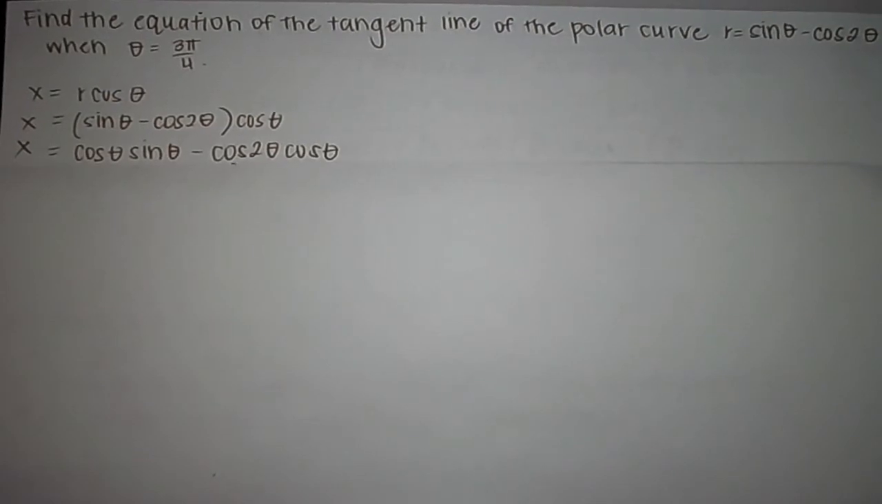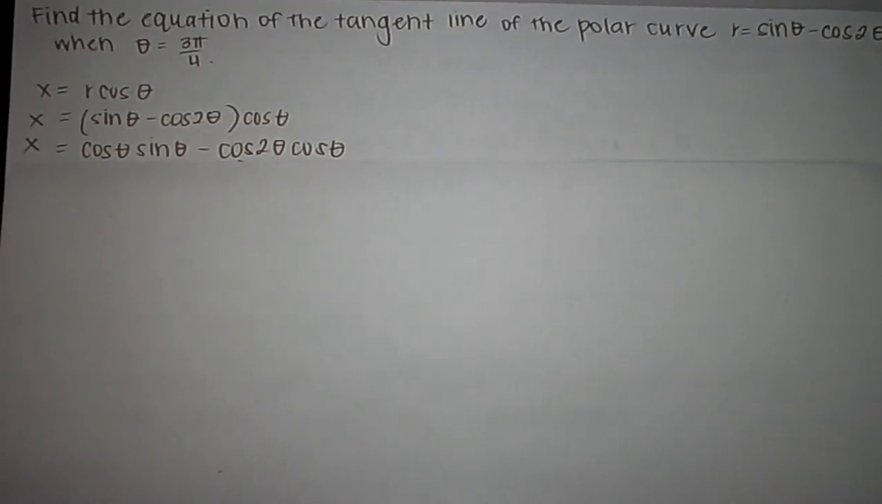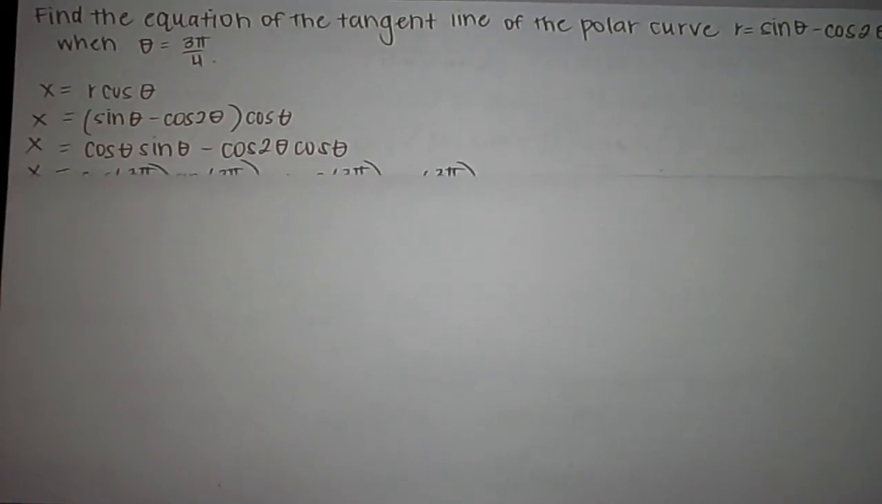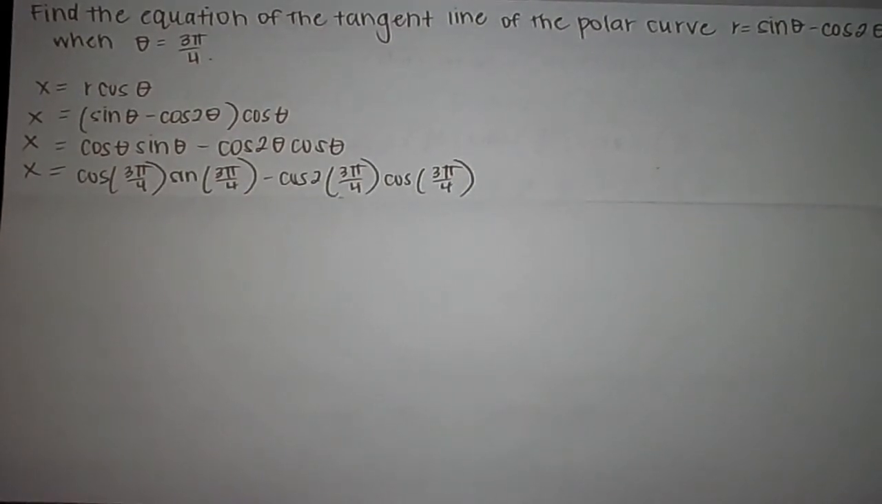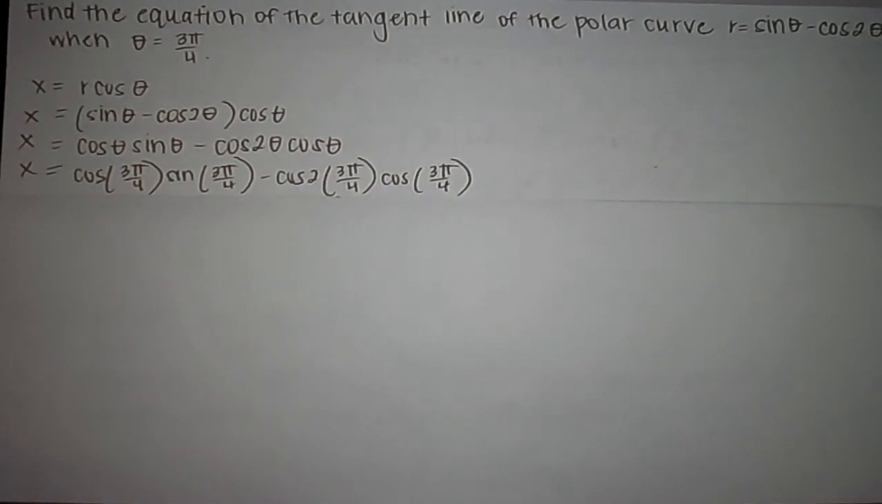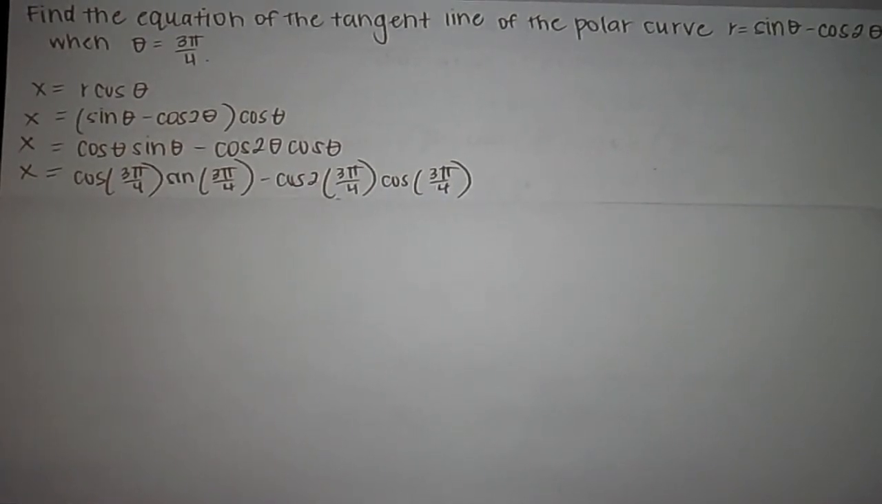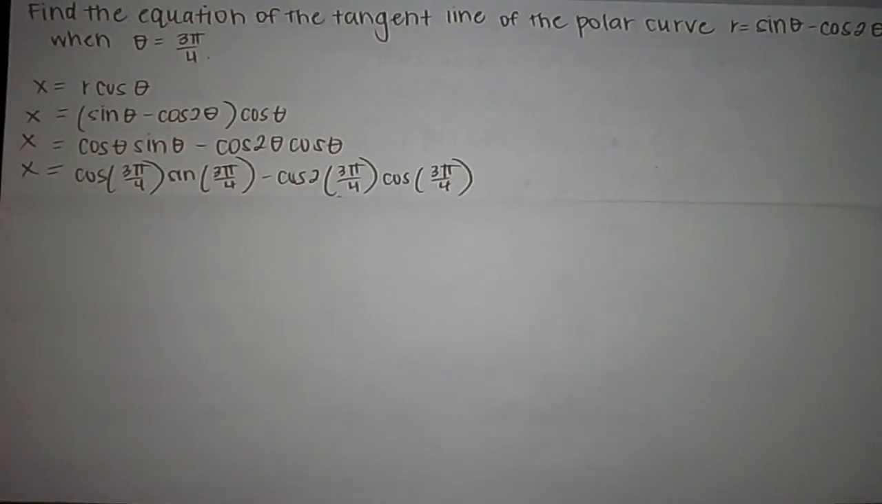Distribute the cosine theta: cosine theta times sine theta minus cosine 2 theta times cosine theta. We plug in the theta: cosine 3 pi over 4 times sine 3 pi over 4 minus cosine 2 times 3 pi over 4 times cosine 3 pi over 4.